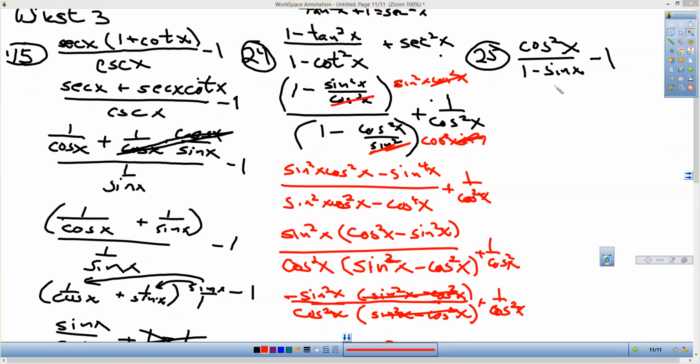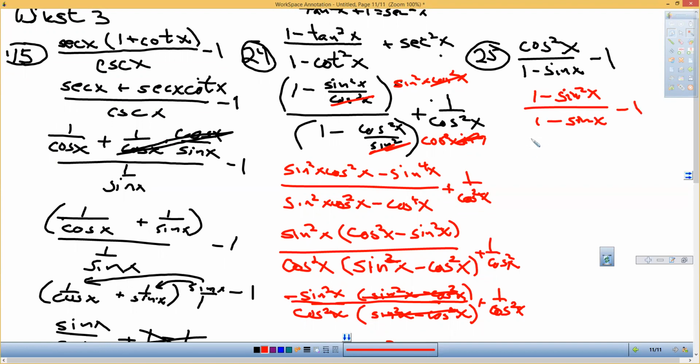Okay, now this one, I see this is part of the conjugate of 1 minus sine squared, and cosine squared x does equal 1 minus sine squared x. So I'm going to stick 1 minus sine squared x in for this top part. And then that top part is a difference of 2 squares, which lets me factor this to 1 minus sine x times 1 plus sine x. And on the bottom, I got 1 minus sine x still.